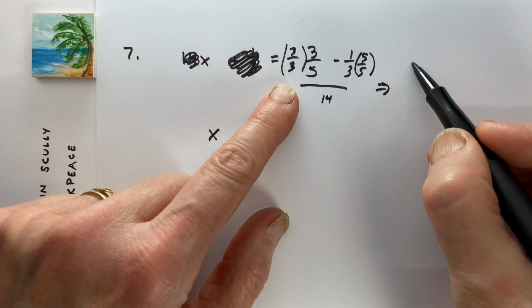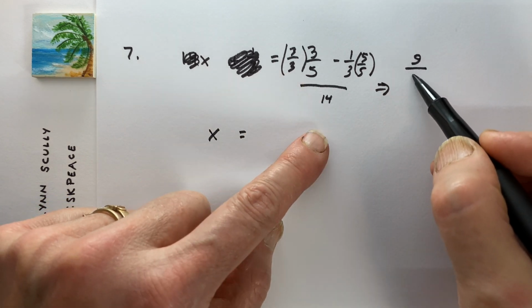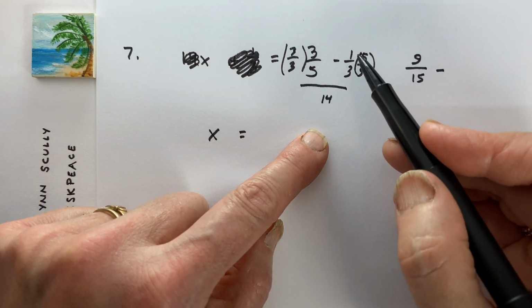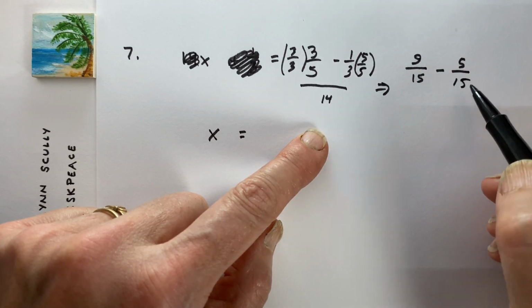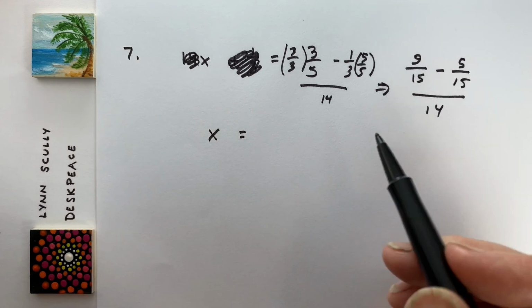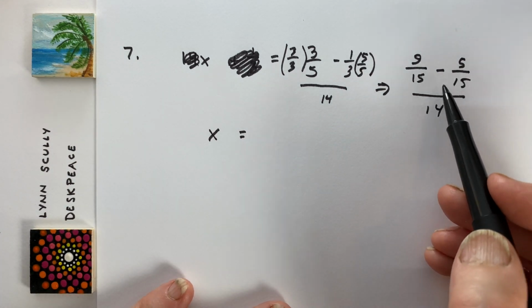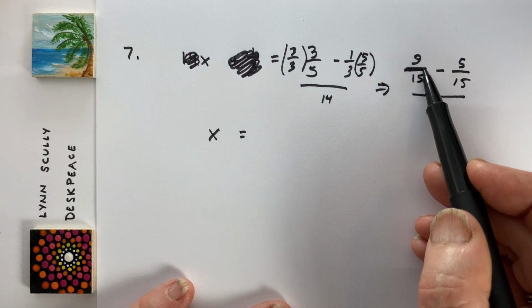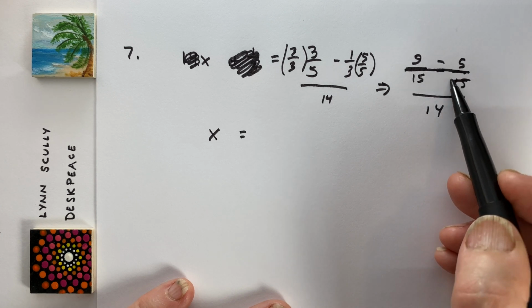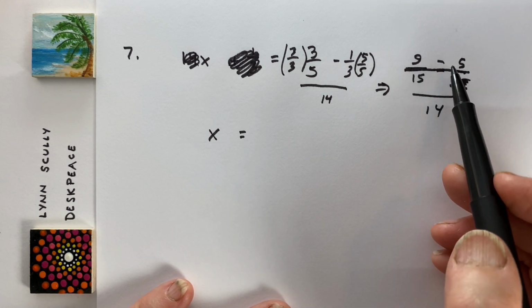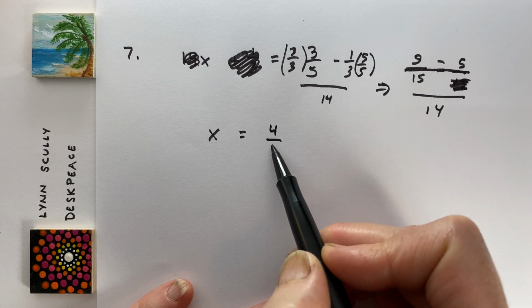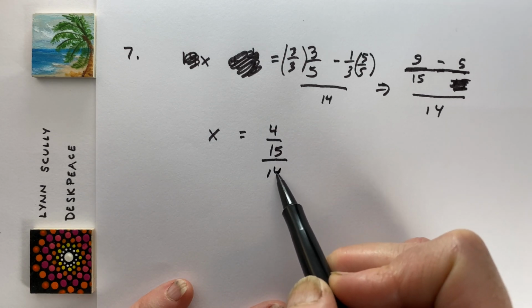3 times 3 is 9 over 3 times 5 is 15 minus 1 times 5 is 5 over 3 times 5 is 15. Still all over 14. Now, these are the same denominator, so I can draw the bar long, put the minus here, and only look at the 15 once. Now, 9 minus 5 is 4 over 15, all over 14.